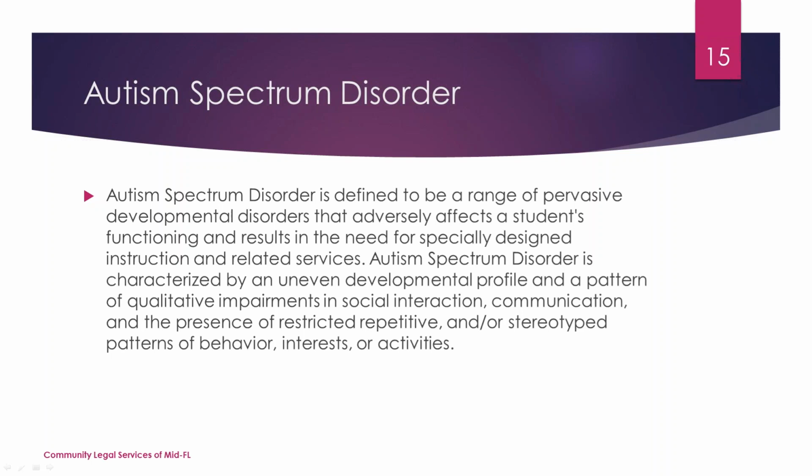Autism spectrum disorder is characterized by an uneven developmental profile, a pattern of quantitative impairments in social interaction, communication, and the presence of restricted, repetitive, and stereotyped patterns of behaviors, interests, and activities. The things that are most important here for advocates are this. If you suspect that your student has ASD, and even if ASD is a medical diagnosis in the file, you need to make sure that that student has a language screening or a language assessment done. Because without the presence of a communication disorder, they will not be designated as having autism spectrum disorder for the purposes of education. Even with a medical diagnosis, they still need to make an educational designation as having autism. And for that, they will look for that language issue.